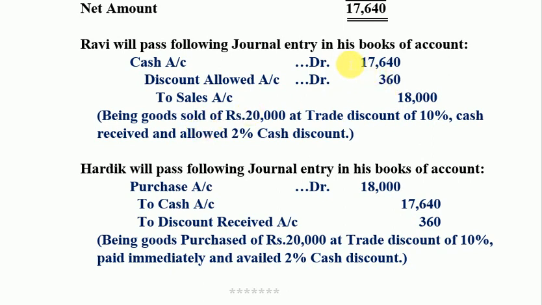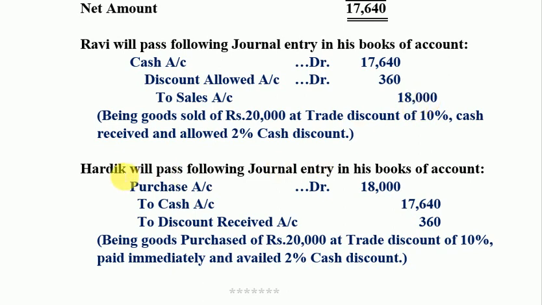So Ravi has received the amount of cash, 17,640, and for the prompt payment he allowed the cash discount, 2% on 18,000, that is 360, and to sales account 18,000. Got it? As we know very well, trade discount will not be recorded in our books of accounts, that's why we have not recorded that amount of trade discount over here. Clear?